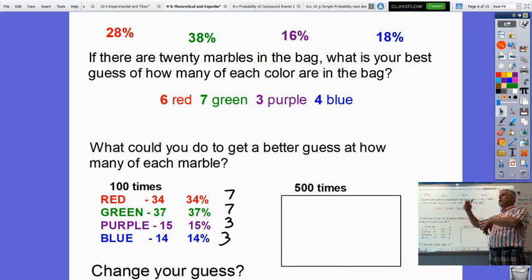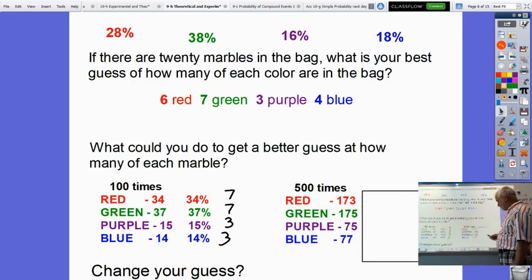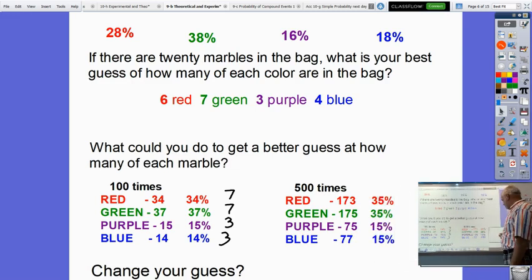Say you did it 500 more times. You're just pulling the marble out 500 times, and you get these results. Would you change your answers? Here are the percentages that you get. 173 divided by 500 is 35%. Now there's no question, if there are 20 marbles or dice in the bucket, it's 7, 7, 3, and 3, right? That's how the percents work out.